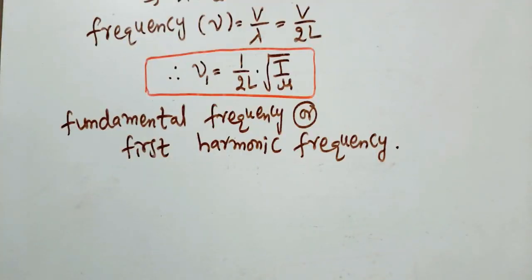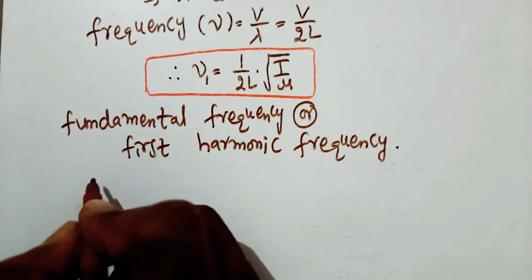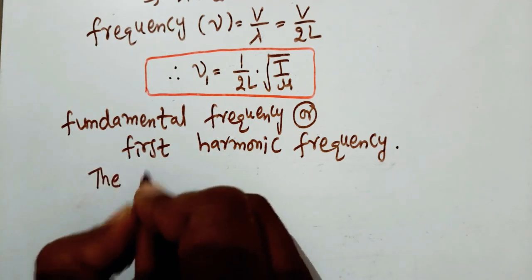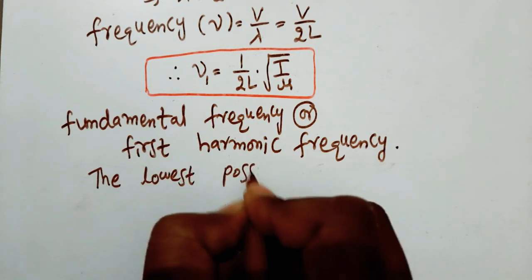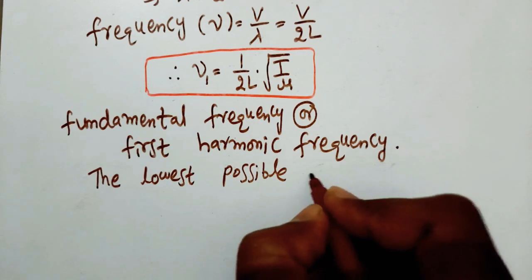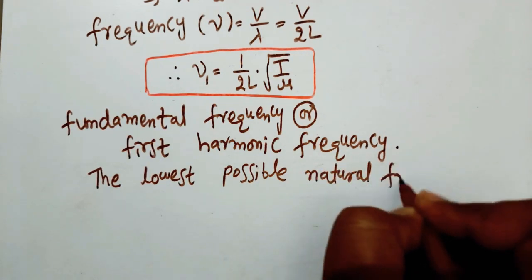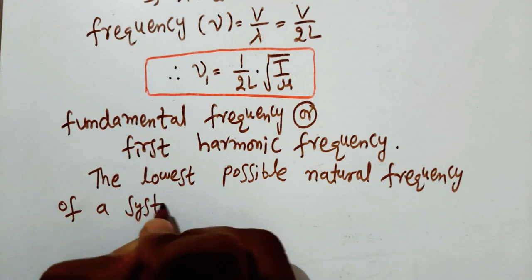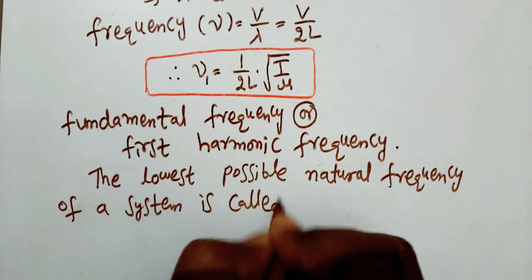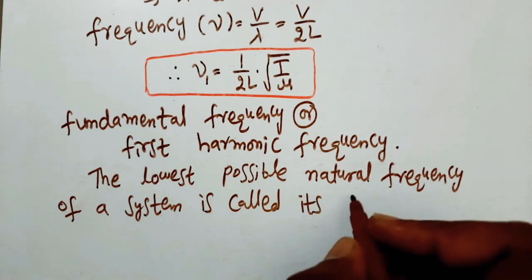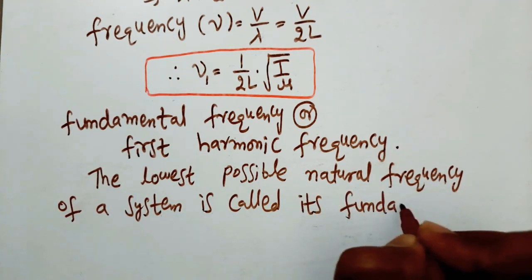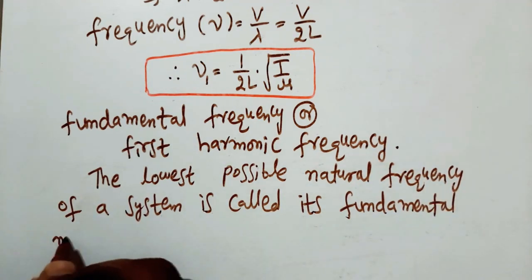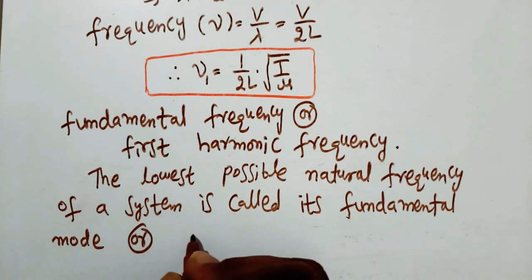That is, the lowest possible natural frequency of a system is called its fundamental mode or the first harmonic.